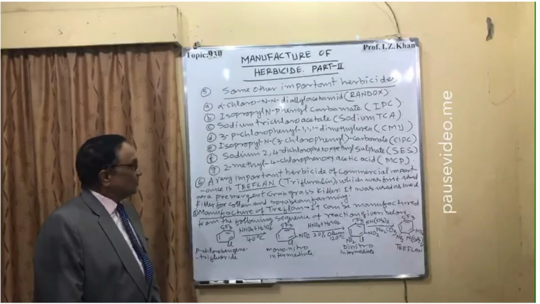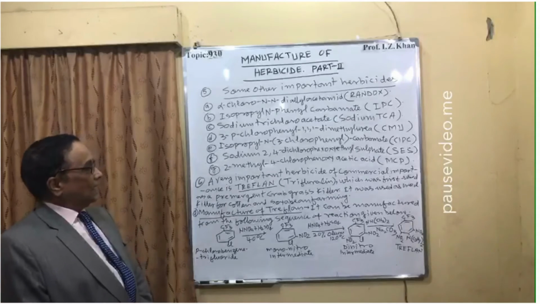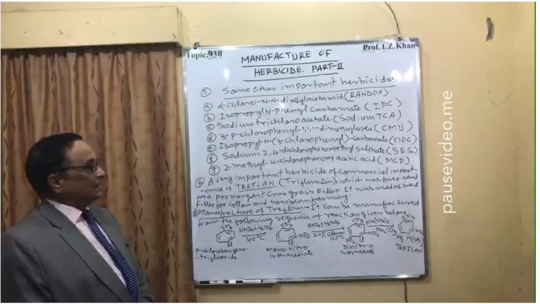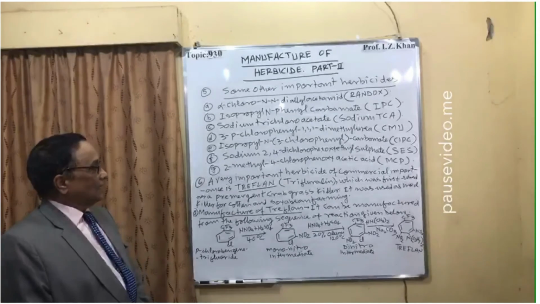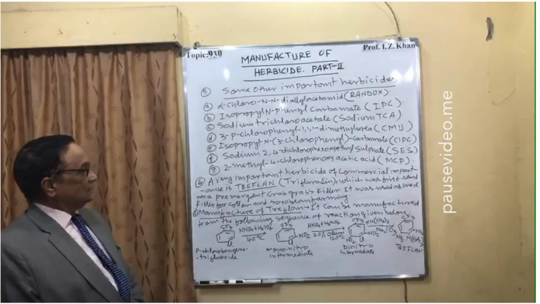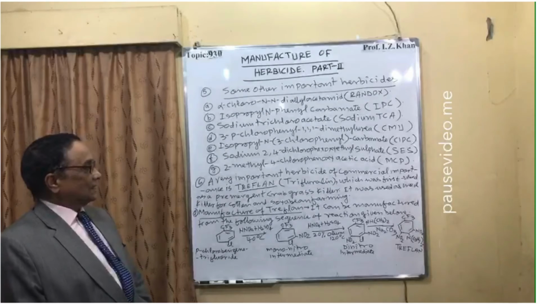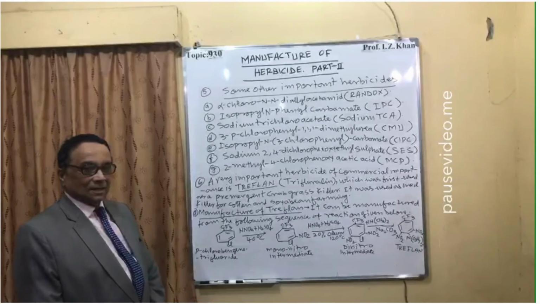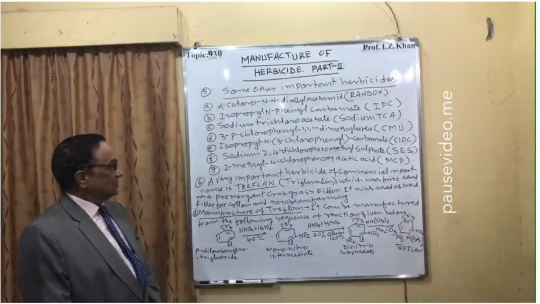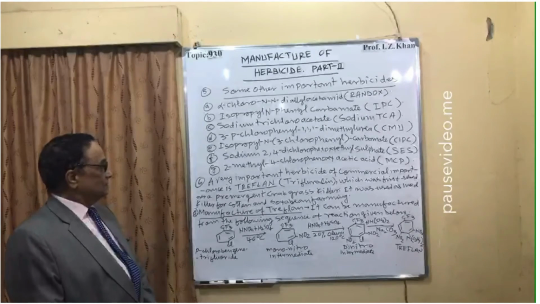Number 6, a very important herbicide of commercial importance is Triflon, and it is also known as trifluralin. And this Triflon was first used as a pre-emergence crabgrass killer. So pre-emergence crabgrass killer was the first use of Triflon. It was used as a weed killer for cotton and soybean farming.